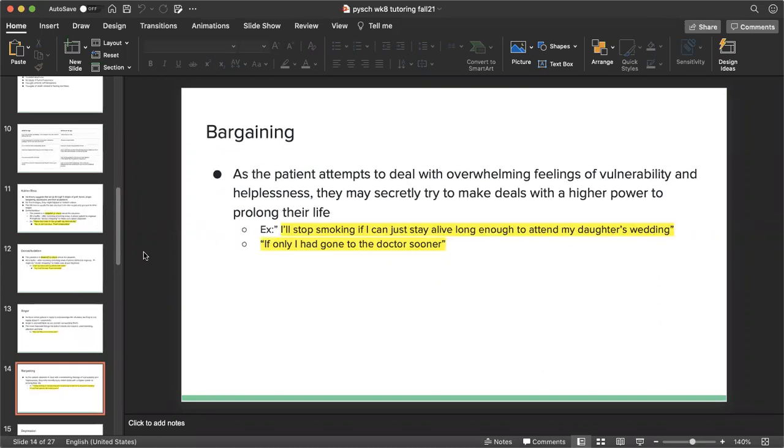Bargaining. So as the patient attempts to deal with overwhelming feelings of vulnerability and helplessness, they may secretly try to make deals with a higher power to prolong their life. An example of this is, I'll stop smoking if I can just stay alive long enough to attend my daughter's wedding, or if only I'd gone to the doctor sooner, or things like asking for more time, or just trying to bargain with that diagnosis.